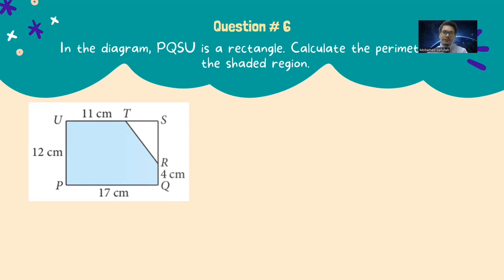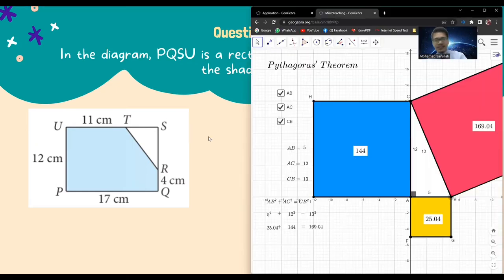Don't worry, I will help you with this teaching aid. First you need to find TS and SR in order to find TR, which is the hypotenuse. The value of TS is 17 minus 11. What is 17 minus 11?